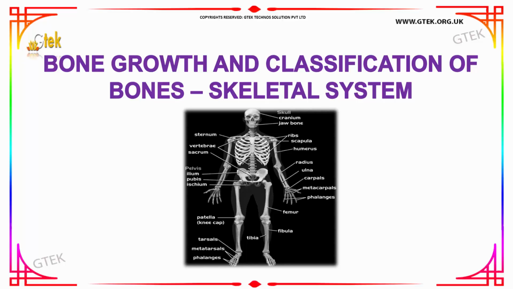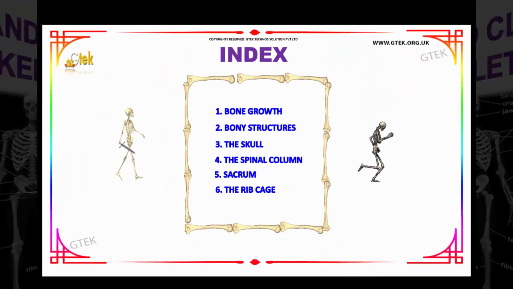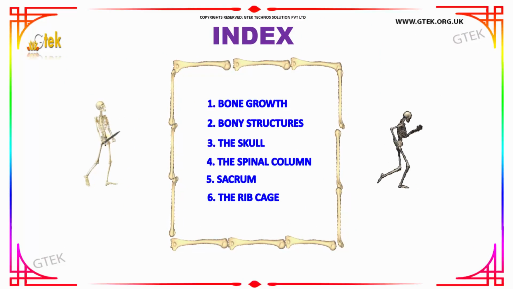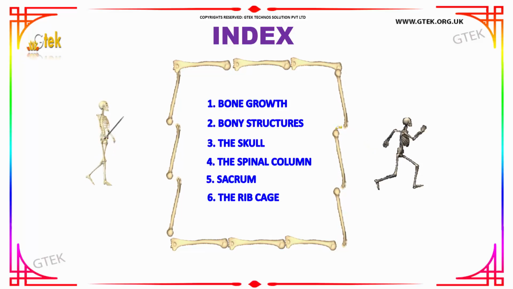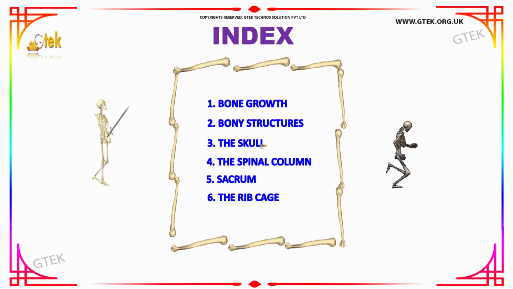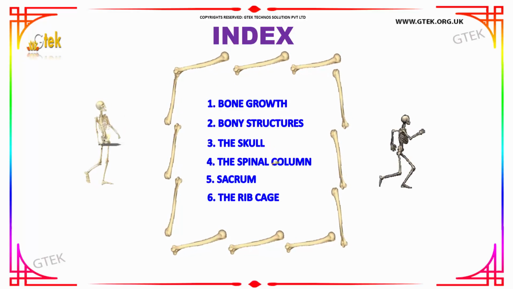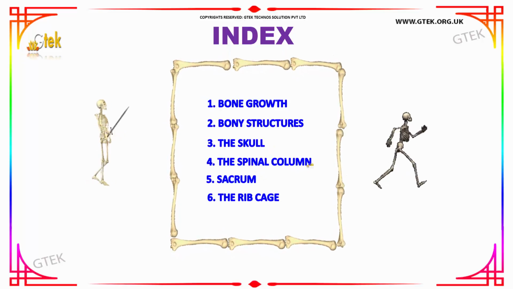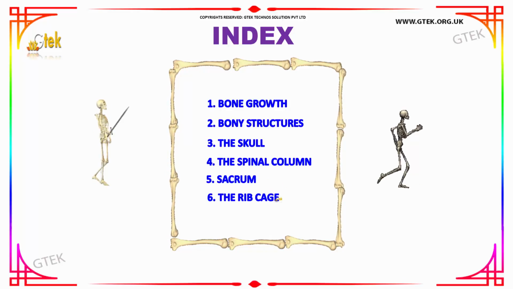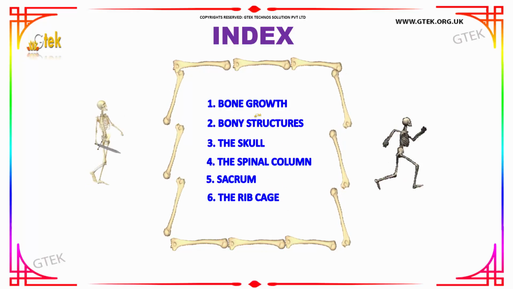We are going to discuss bone growth and classification of bones of the human skeletal system. So these are the topics that we are going to cover in this session. We'll be seeing about bone growth, followed by the bony structures. Then we'll be learning about the skull. We'll also learn about the spinal column, followed by the sacrum and the rib cage. So these are the topics that we are going to cover.